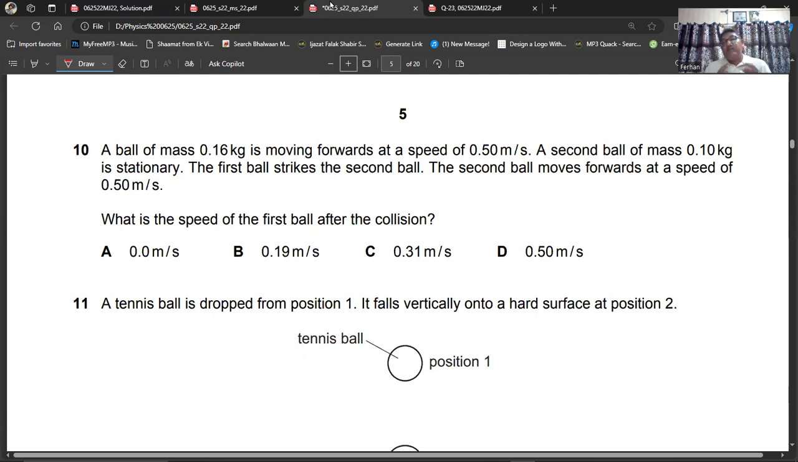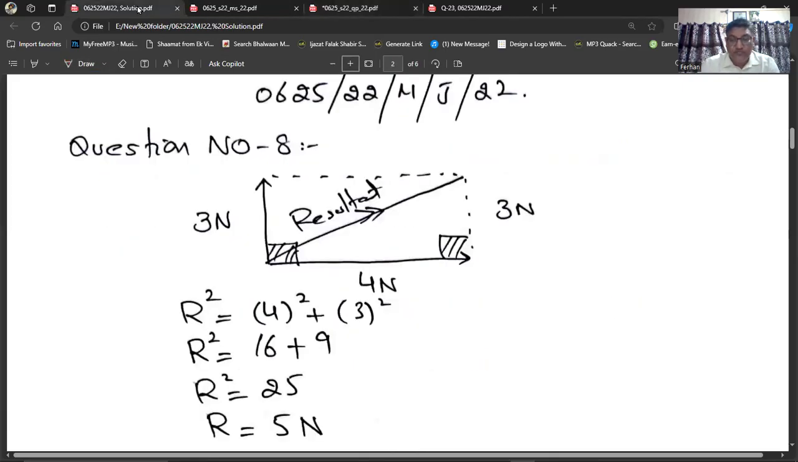See, the momentum before the collision of the system is equal to the momentum after the collision. So m1 u1 plus m2 u2 will be equal to m1 v1 plus m2 v2.